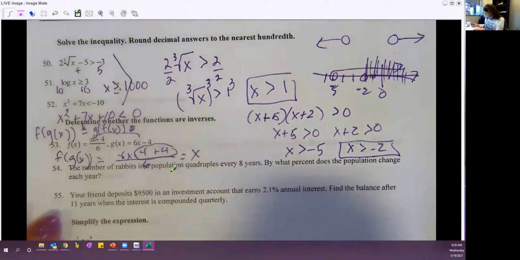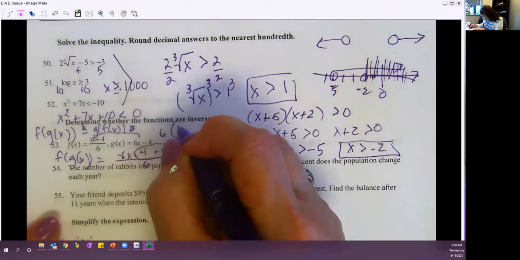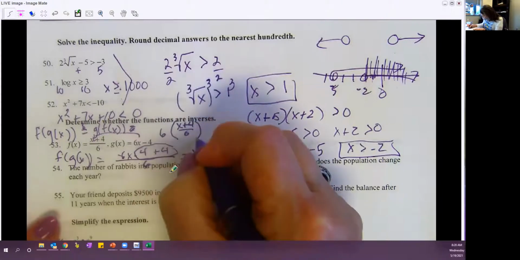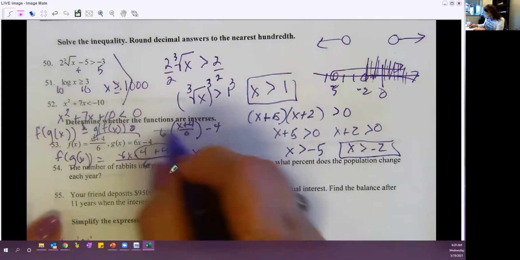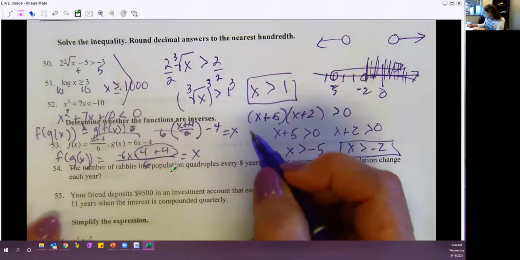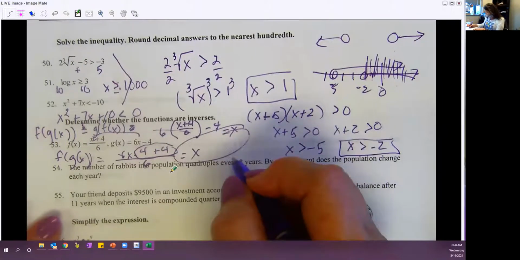So then we have to do it the other way. We have to do 6 times x plus 4 over 6 minus 4. So this is multiplied, so the 6 is canceled, and then the +4 and the -4 are 0, so that's equal to x. When both of these things are true, then yes, these are inverses.